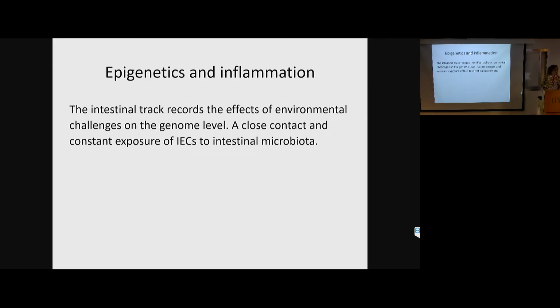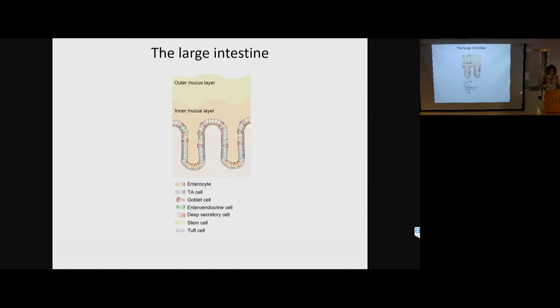And we are interested in epigenetics, and the intestinal tract really records very well the environmental challenge put on the cells due to the close contact with everything that goes through the intestine. So this is the colon. These are the crypts. Colons don't have villi.